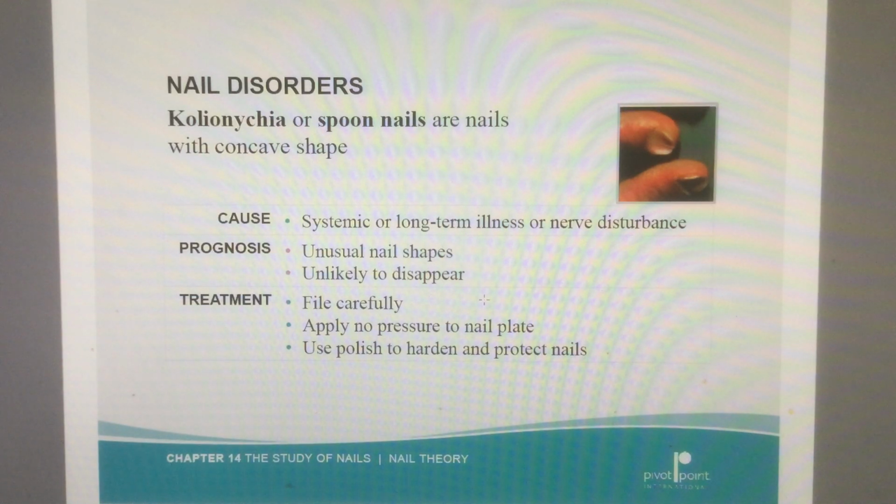Koilonychia, or spoon nails. These are nails with a concave shape. The cause is systemic or long-term illness or nerve disturbance. As far as the prognosis, it's usually unusual nail shapes and likely to disappear. And so they kind of look scooped in like a spoon. And then as far as treatment, file carefully, apply no pressure to the nail plate, and use polish to harden and protect the nails. And again, because of the distortion of the shape, acrylic nails really aren't going to be a solution to this. Okay.